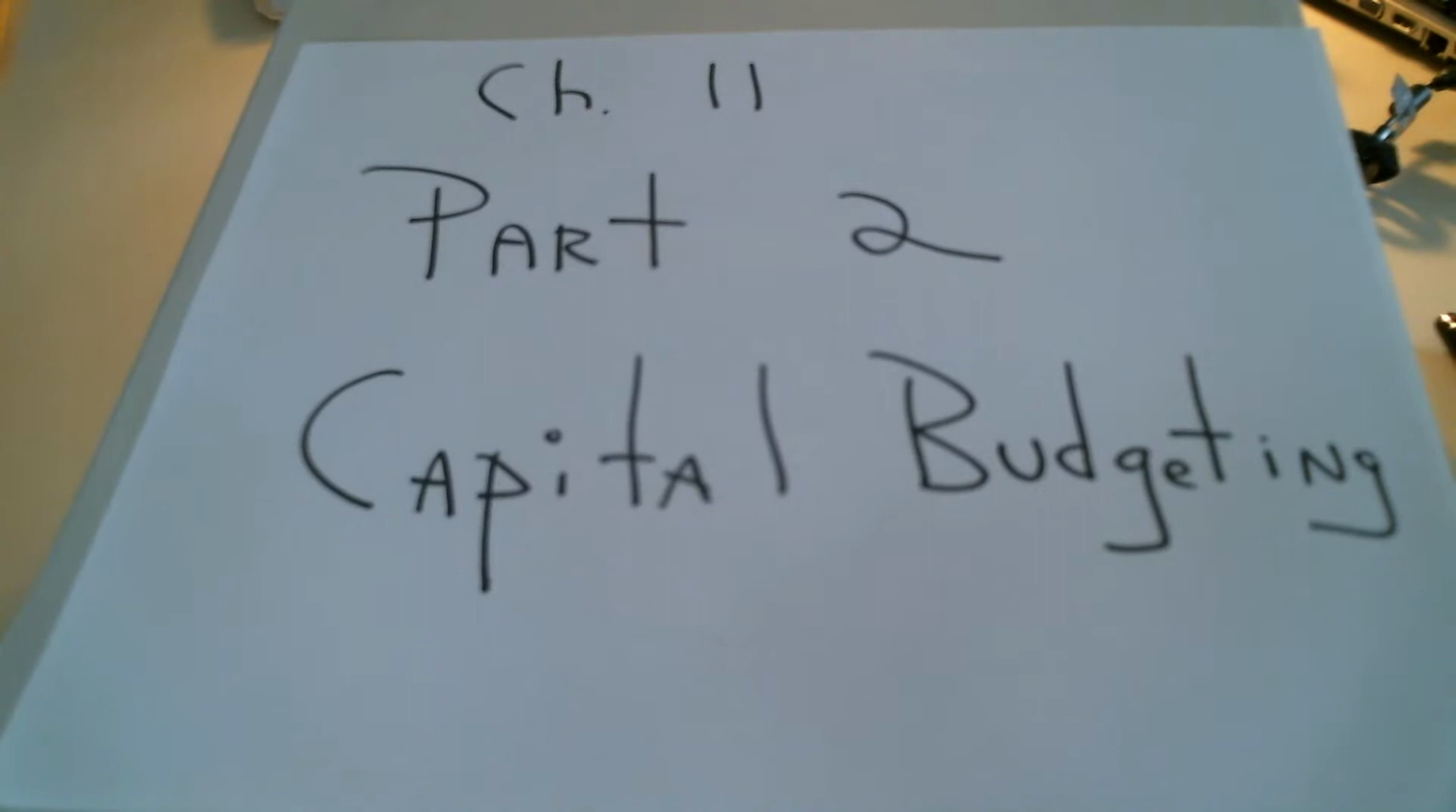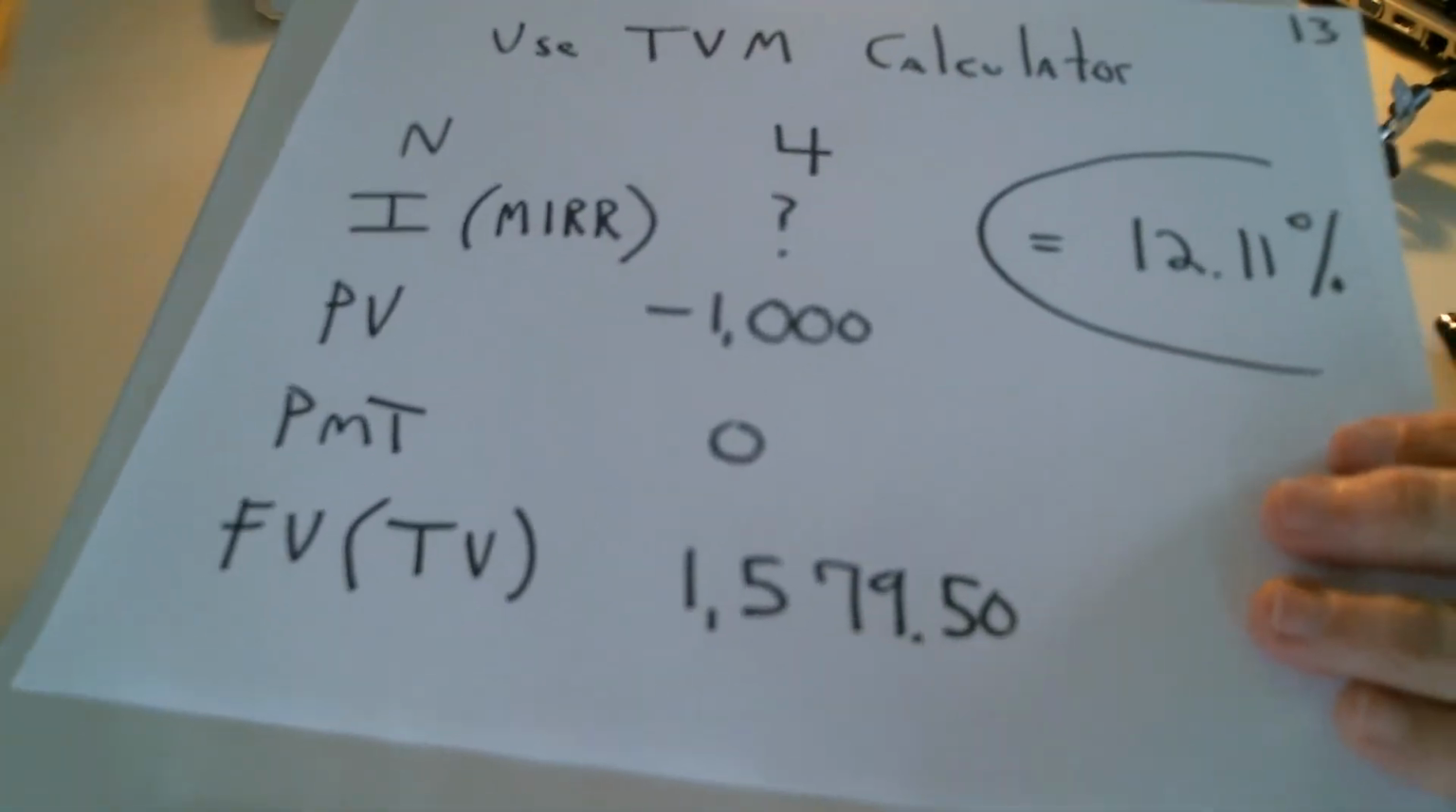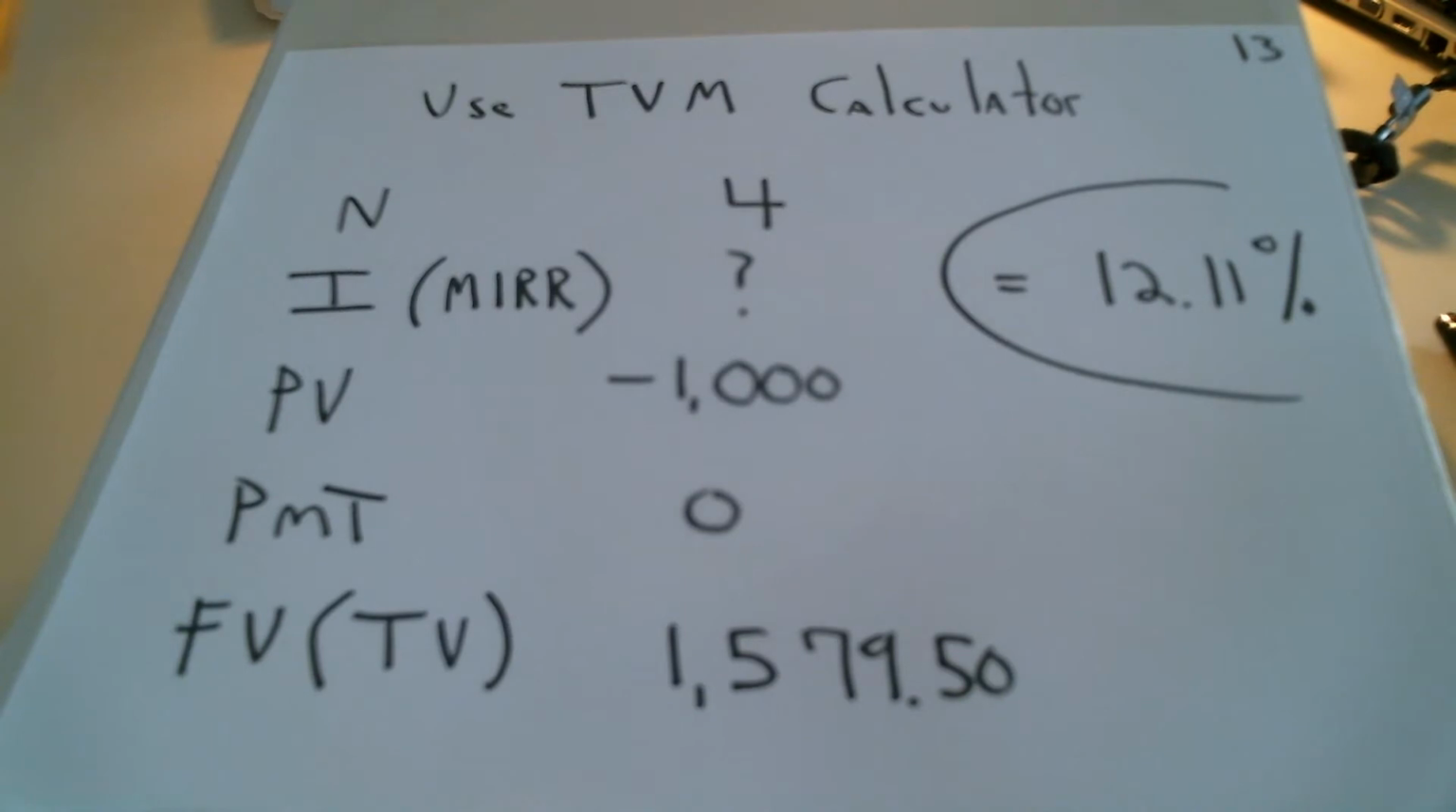Okay, so part two of capital budgeting. We finished off with the MIRR. We did the calculation. Now, in the previous video, we found the terminal value, which is also the future value of 1,579.50. So now we need to set up one of those time value of money input equations, like we've done all semester. Set up the N, I, PV, payment, and future.